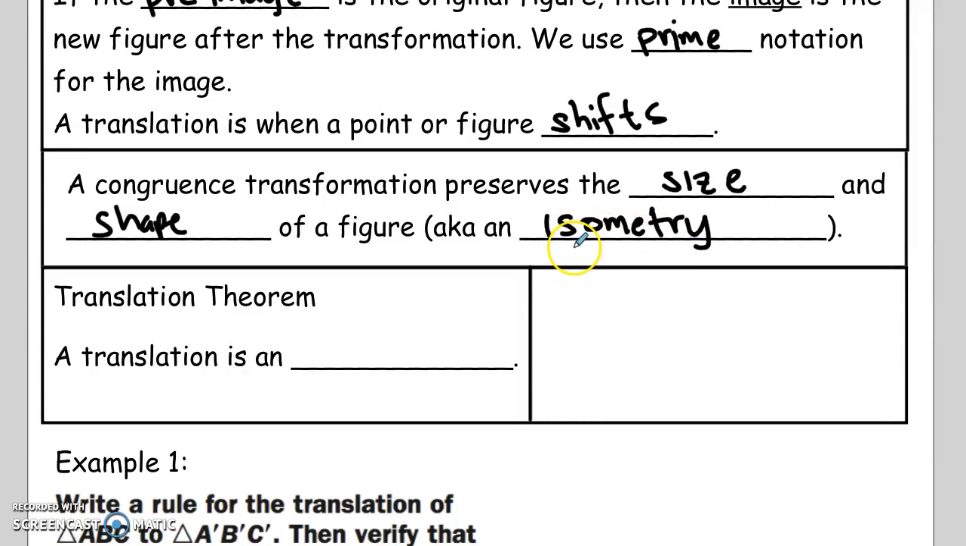So in this theorem right here, the translation theorem, all we're going to say is that a translation is one of the types of isometries that we see in a transformation. So a translation is an isometry.